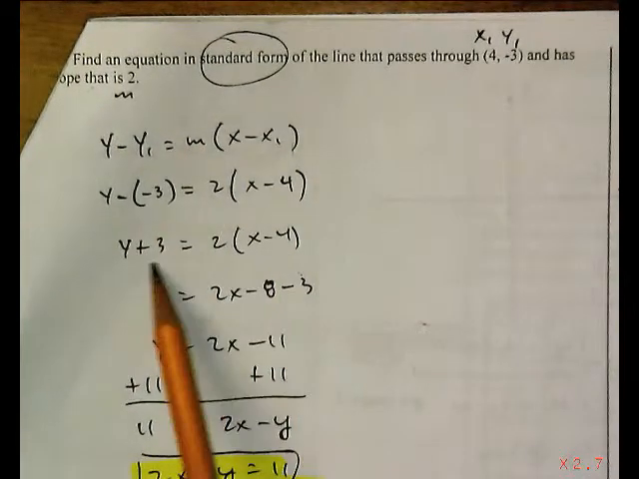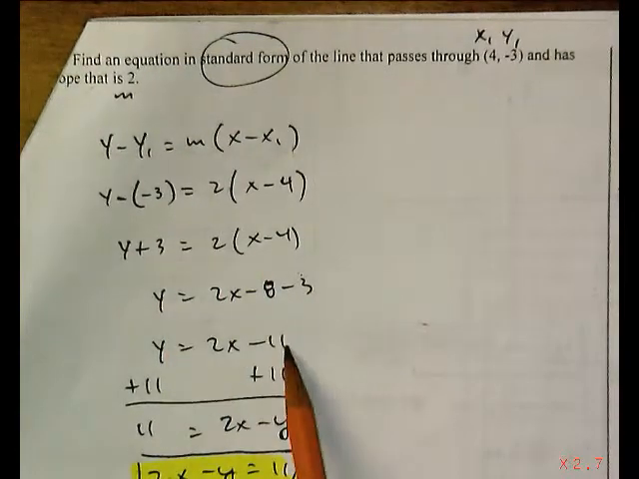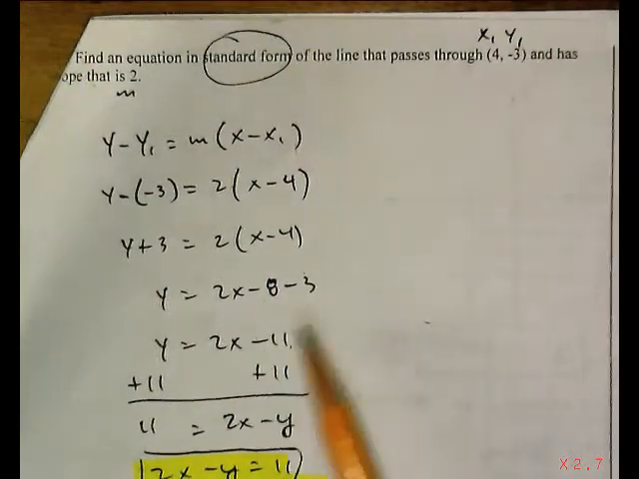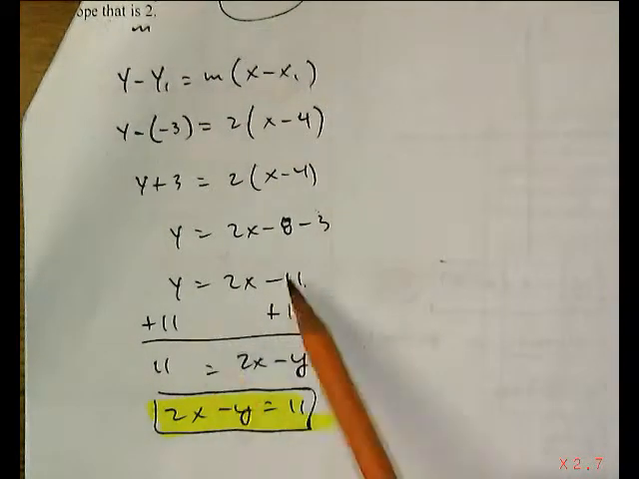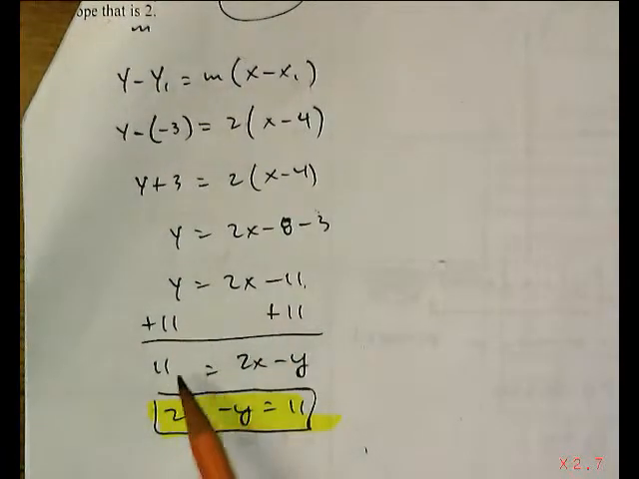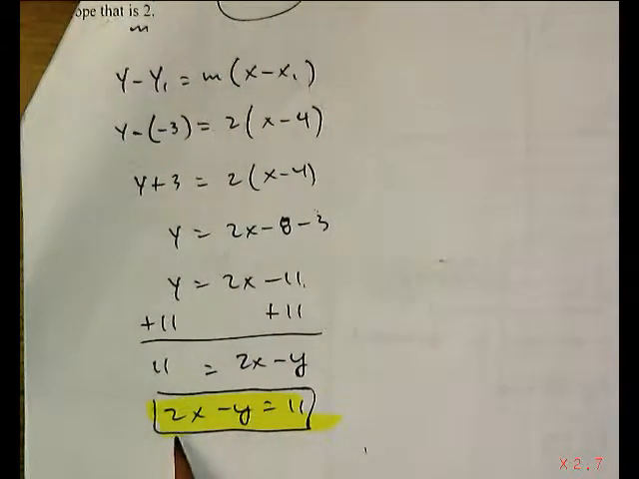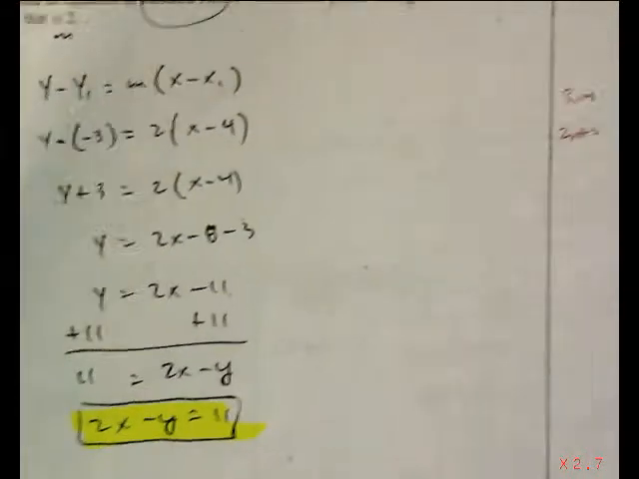Here it is in point-slope form. Distribute. Subtract 3. I have now slope-intercept form. It doesn't say slope-intercept form, it needs to be in standard form, so I added 11 to both sides, and then subtracted y from both sides, and I get 11 equals 2x minus y, or 2x minus y equals 11. Remember, you shouldn't have any fractions, and your leading coefficient in front of the x should not be negative.